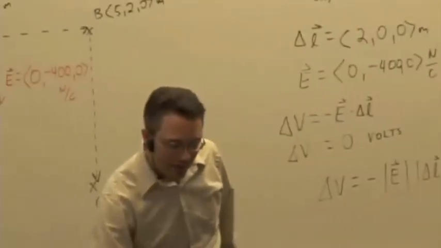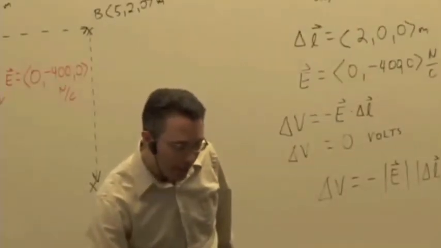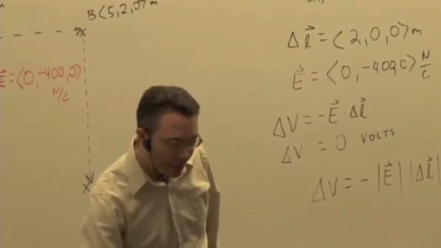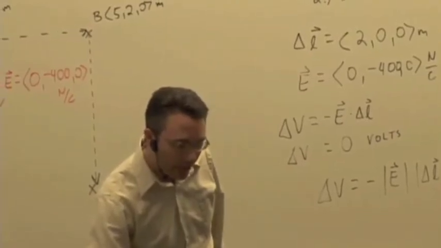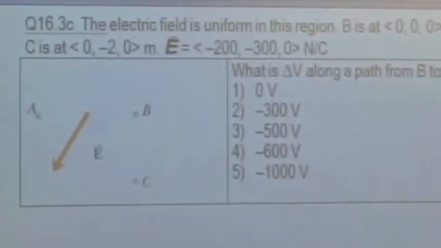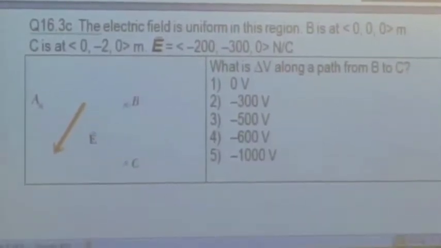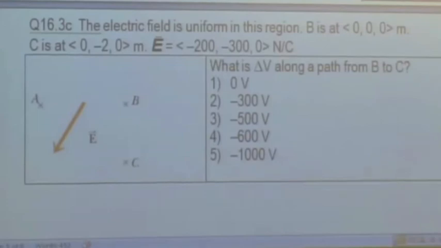That's kind of interesting: if the electric field is perpendicular to the path, it gives you a potential difference equal to 0. Let's try another one. We're going from B to C. B is at 0, 0, 0. C is at 0, negative 2, 0. Now the electric field has several components, an X and a Y component. What's the change in potential, delta V, from B to C?